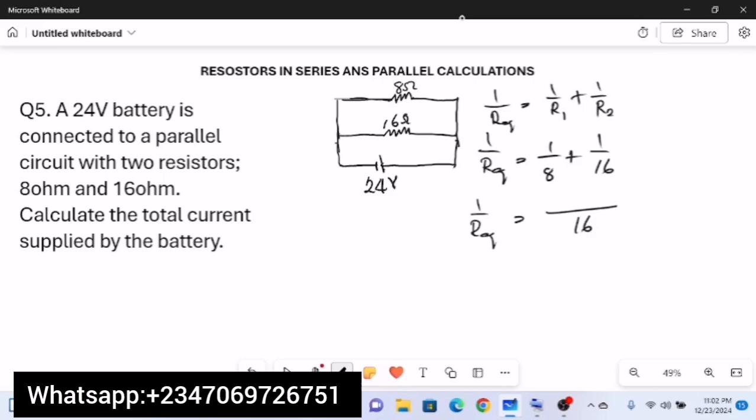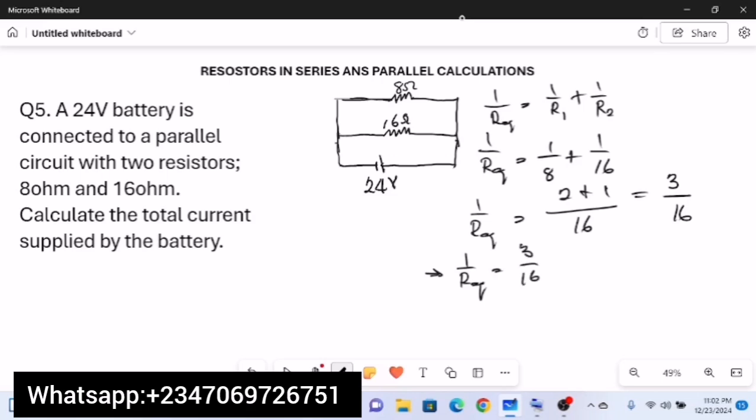So 16 goes into 8, that's 2. 2 times 1 is actually 2, plus 16 goes into 16, that's 1. 1 times 1 is actually 1. So this is going to be 2 plus 1, which is 3, all over 16. Okay, so this simply implies that 1 all over R equivalent is equal to 3 all over 16.